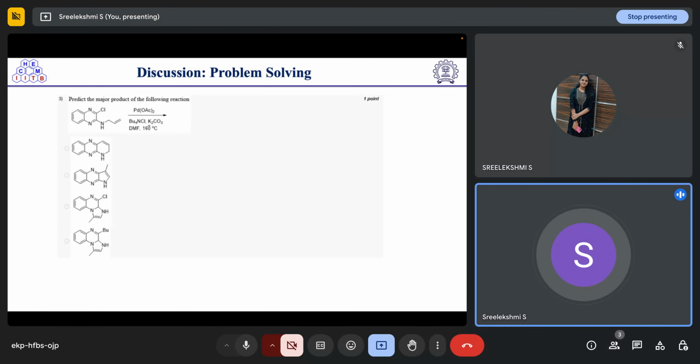So all these reactions, whichever named reactions we are discussing today, we have already discussed in the last week's tutorial session, as well as we have seen these mechanisms and examples in detail in the lecture sessions as well. So which named reaction is it and what is its mechanism, which will be the major product here?